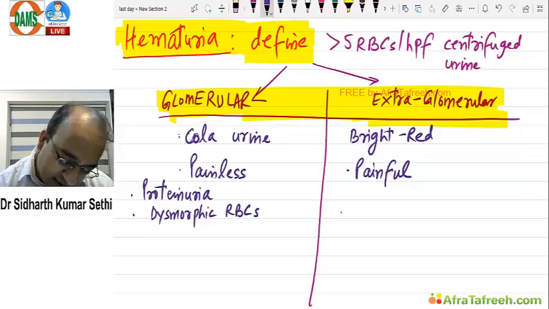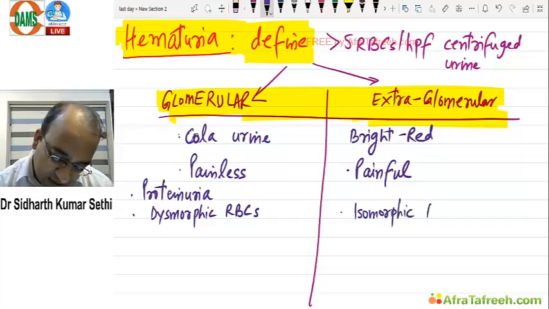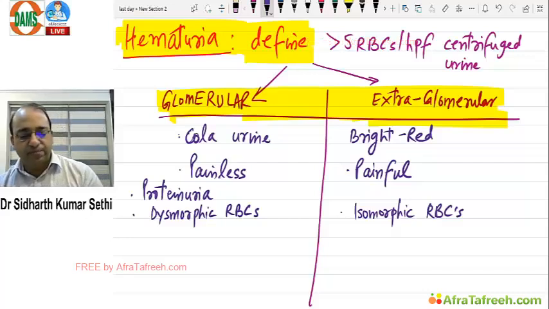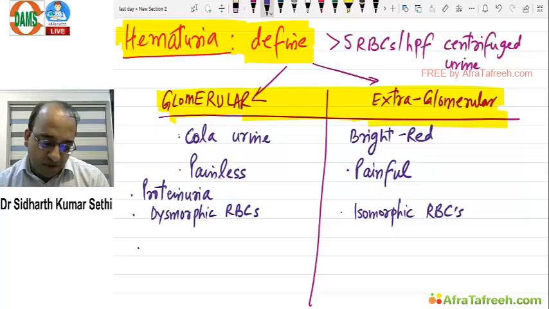On the other hand, isomorphic RBCs are normal looking RBCs. Okay, Dr. Pallavi, welcome to the class. We are talking about an approach to a child with red urine, and from there I'll take you to nephritic syndrome. So that's the most important point about differentiating between these.